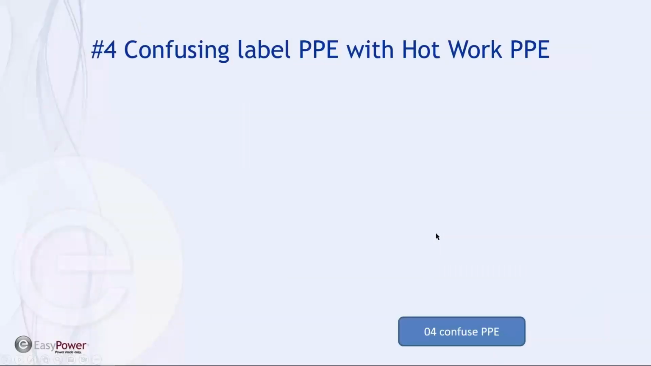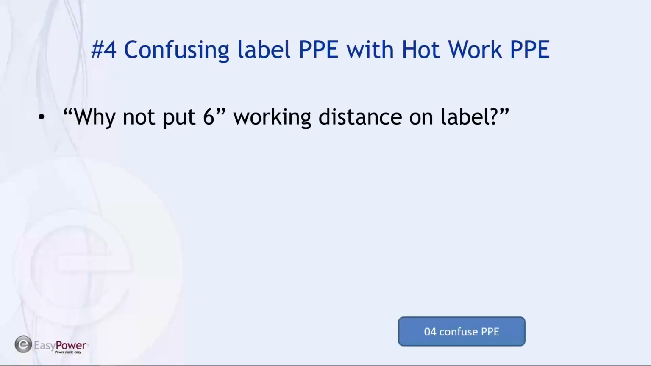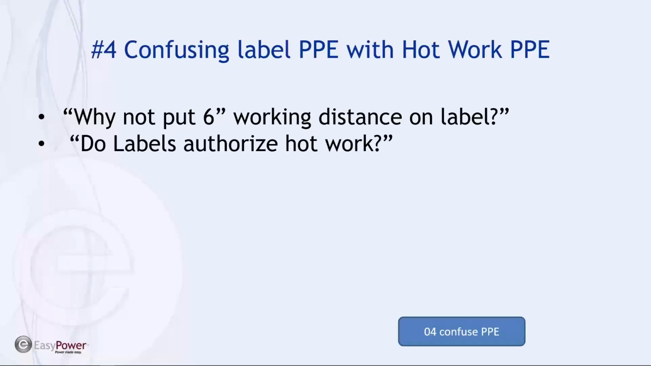So that's number 3. Number 4 is confusing PPE on the label and the PPE for hot work. I think it was in Stockton that we were doing an arc flash workshop, and an electrician raised his hand and said, "Jim, why not put 6 inches working distance on the label instead of 18 inches? I mean, when I'm working on it, my hand is within 6 inches of the bus work." And my response was, do labels authorize hot work?